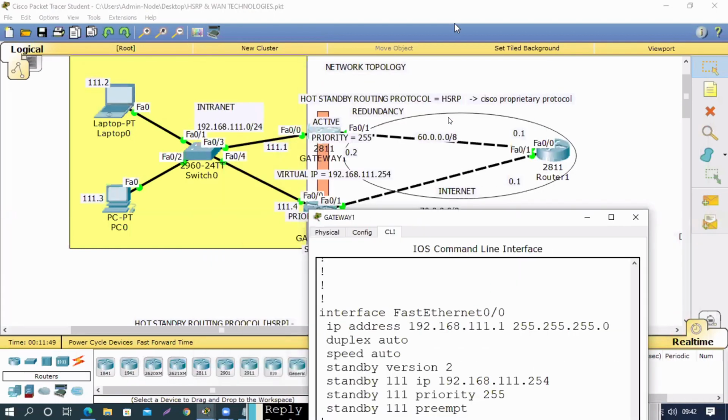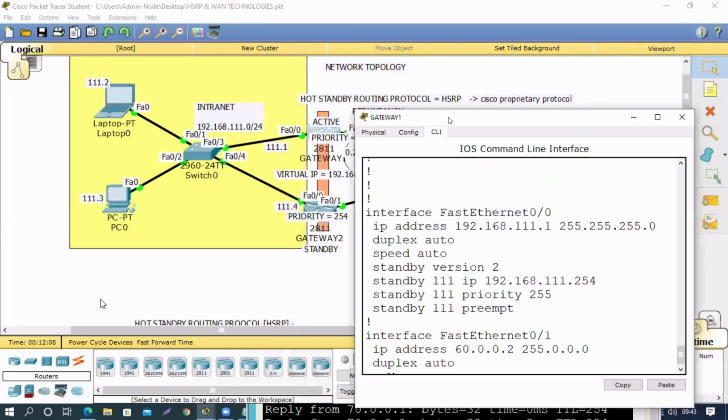So right now our information is going from here in this manner to this router. We are going to shut down this port, which will force this router over here to become active, because right now this one is standby, and all our traffic will be going in this direction to this router. So this is what we are going to be doing. We are going to fa0/0.